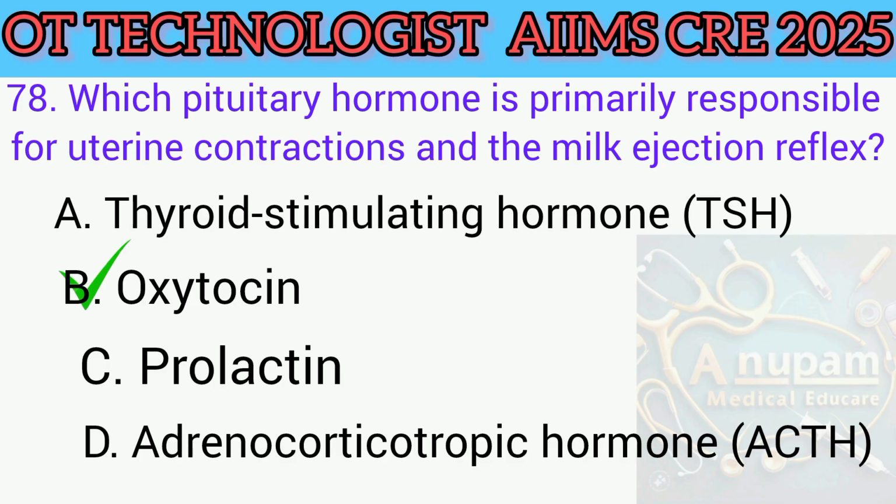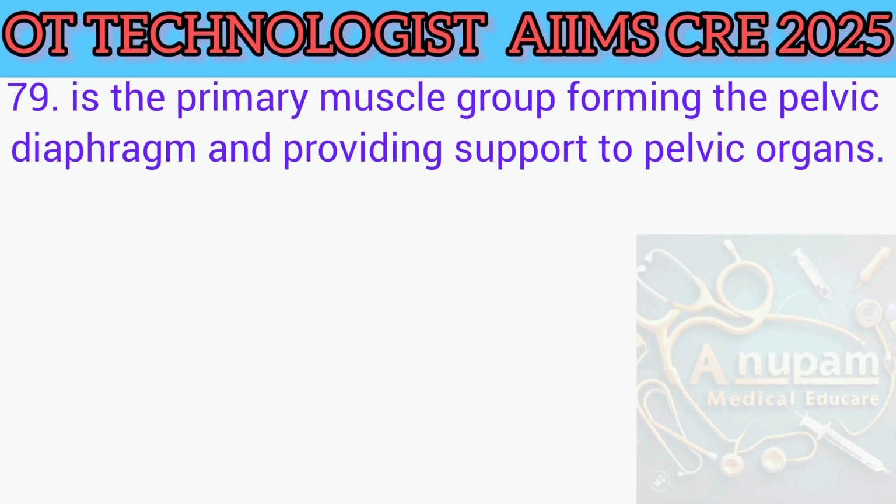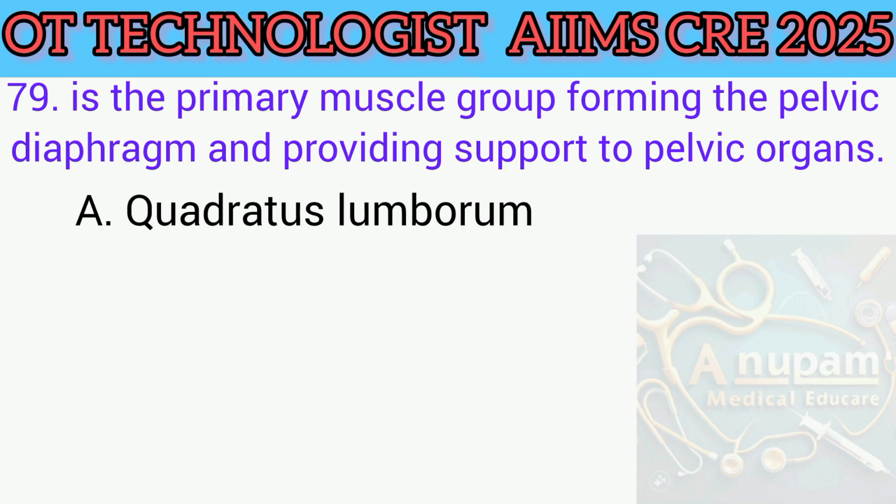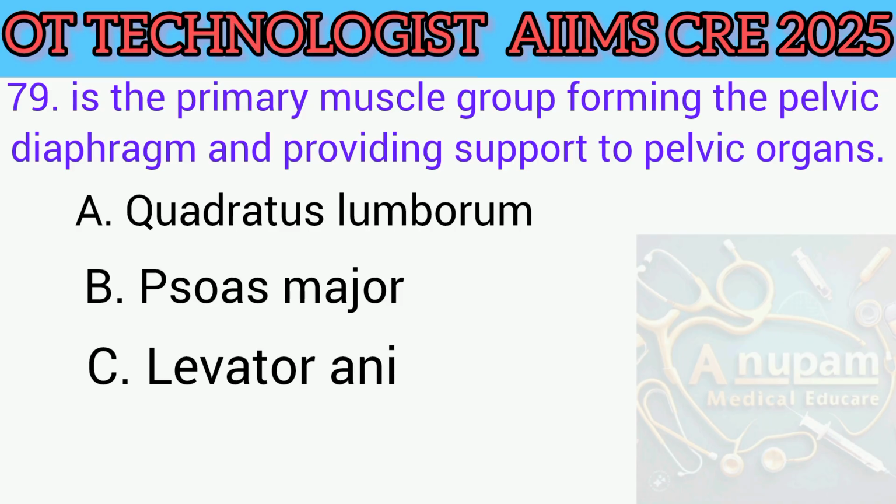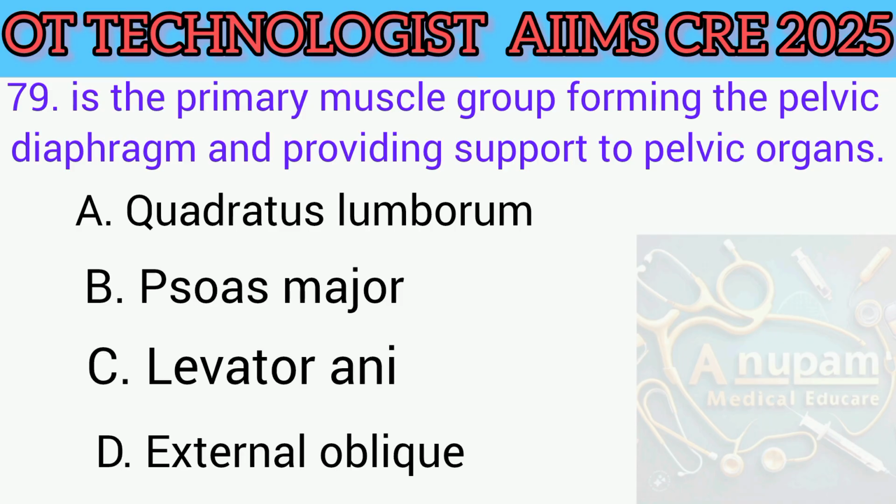Right option, B. Number 79. Which is the primary muscle group forming the pelvic diaphragm and providing support to pelvic organs? Option A. Quadratus lumborum. B. Psoas major. C. Levator ani. D. External oblique.